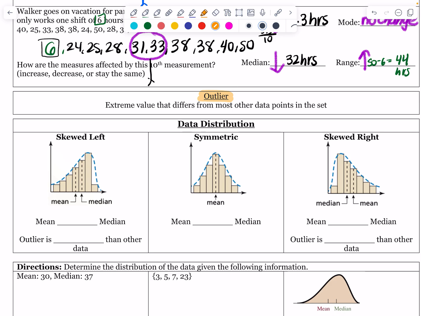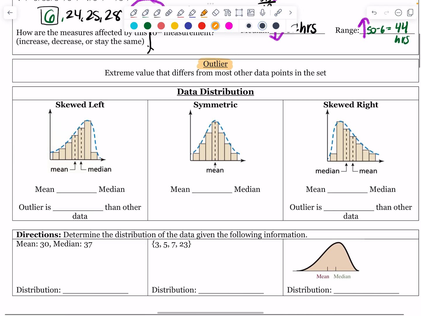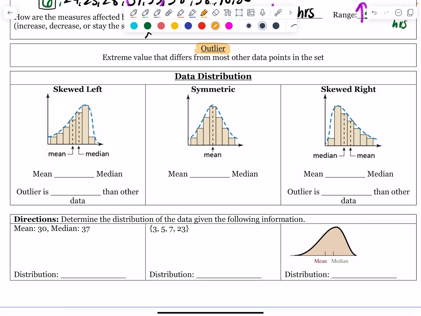That is not what would normally happen in a game for him, because if he was injured, he's being taken out of the game and he can't play anymore. And so we have extreme values, whether they're low or high, that differ from most other data points in a set. That is called an outlier. So let's look at what that does to the data distribution.